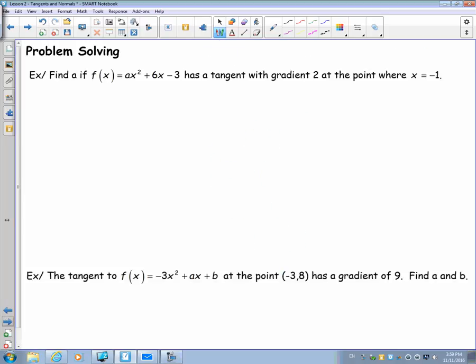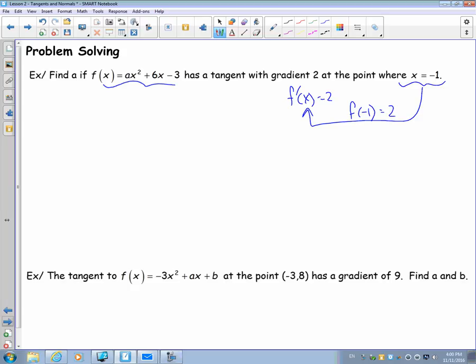So I would pause, try, look back at, see if you can figure these ones out on your own a little bit, and go from there. So I want to find a. The function is given by this equation, and the tangent has a gradient of 2. In other words, the derivative is 2 at the point where x equals -1. Oh, they actually even gave us the point. They're telling us that at -1, our derivative is 2. Let's see if we can figure out a.